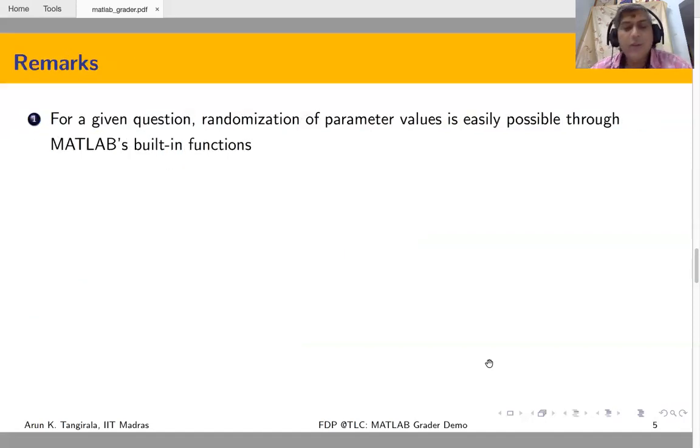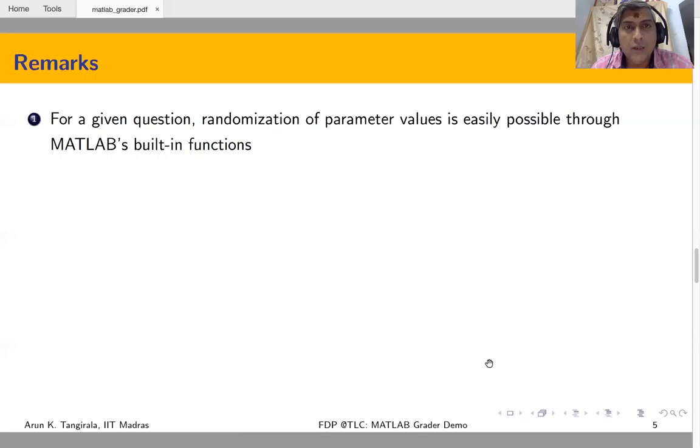Now let me close this short slide-based presentation with a few remarks. Obviously, when we give out questions or assessments to students remotely, we are interested in randomization. This randomization could be in the form of choosing questions randomly from a bank, or for a given question, randomizing the parameter values. Now, the latter is possible.